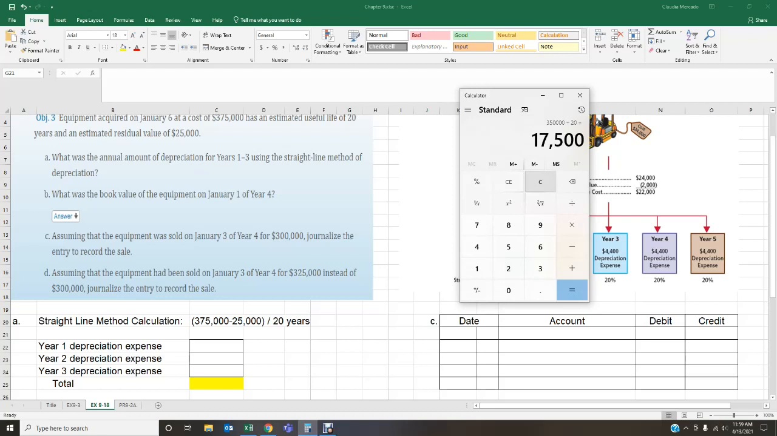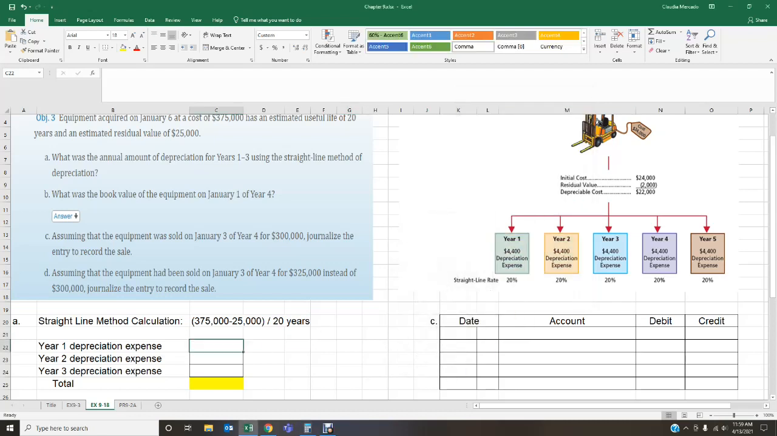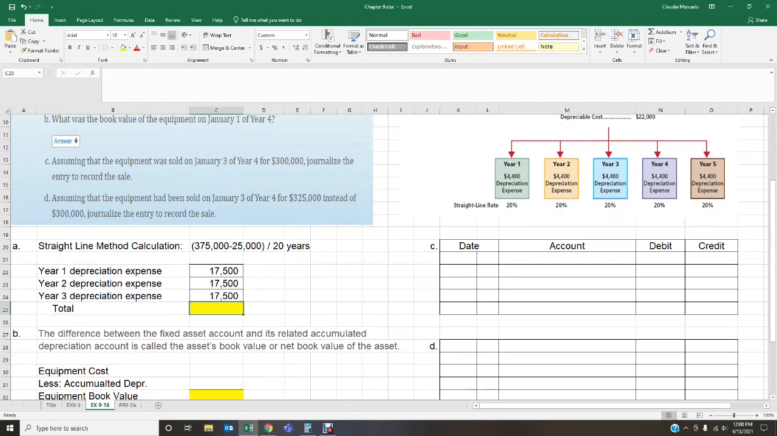So that means that every year I am going to depreciate it $17,500. That is my annual depreciation. So that's going to be the depreciation for year 1, for year 2, and for year 3. This is the calculation. The cost minus the residual value over the estimated useful life. So now I can calculate my total depreciation for those 3 years. For years 1, 2, and 3, my asset has depreciated a total of $52,500.